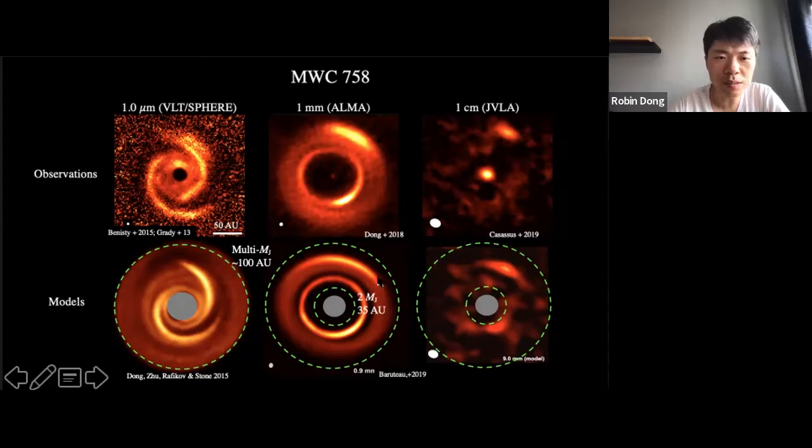However, only the northern vortex is good at collecting centimeter sized particles, which is why we see it in the JVLA image. The southern vortex in this simulation is already in the process of decaying, so it doesn't trap centimeter sized particles as well, which is why we don't see the counterpart here.